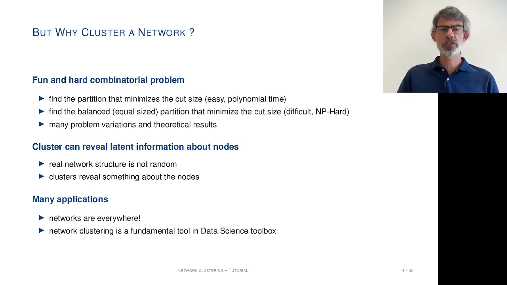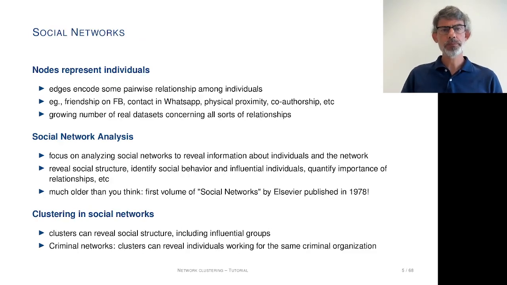And there are many applications for this, because networks are everywhere. You can find networks in any kind of domain, and understanding the information in these networks is an important problem. Network clustering has become a fundamental tool in the data science toolbox precisely because it can reveal latent information about the nodes of the network. So let's talk about one kind of network: social networks. In a social network, the nodes represent individuals, and the edges encode some pairwise relationship among these individuals.